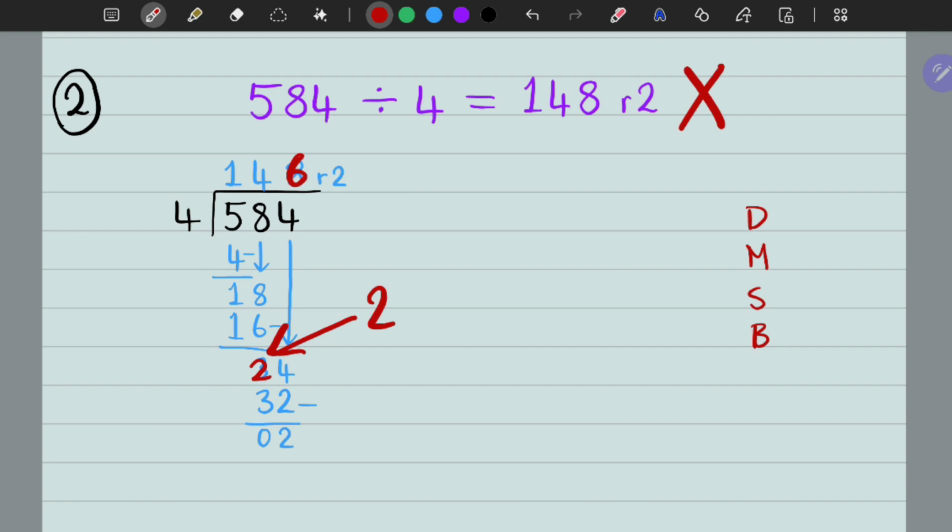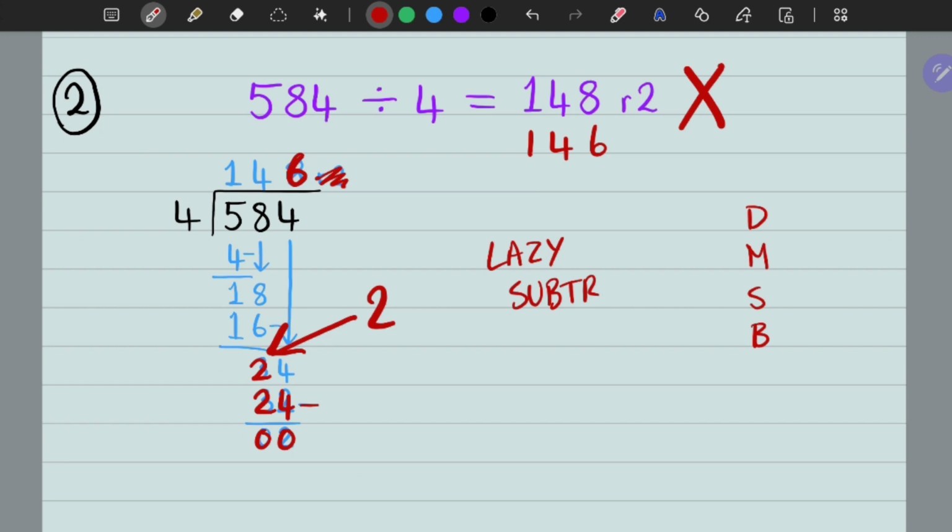Then I've got what is 6 multiplied by 4, that is 24, minus each other gives me 0, and I have no remainder. So my final answer should actually be 146. So make sure you are subtracting correctly. Now I'm going to call silly mistake number 2 the lazy subtraction.